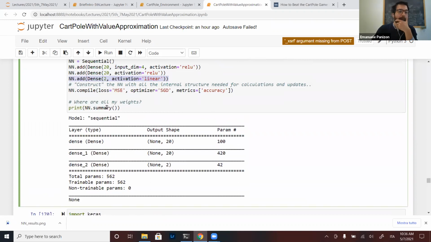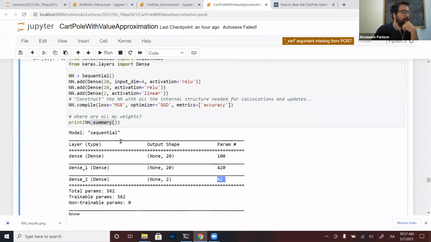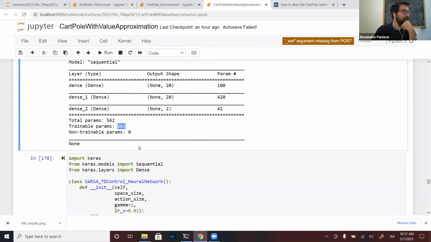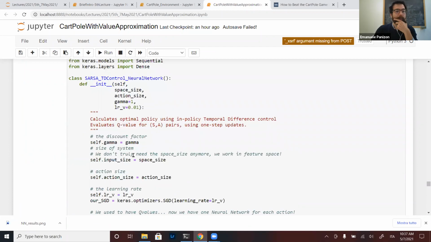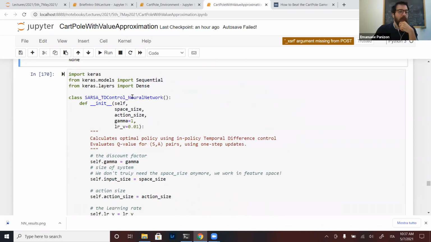And okay, so I created this simple neural network to show that there is this simple summary function, which shows that we have created a model in a sequential way. We have this description. It says I'm starting with a dense layer. I have 100 parameters only to get to the first layer. I have 420 parameters from the first layer to the second. I have another 42 in the final. So a very simple neural network already has 562 trainable parameters. Okay, this is essentially what I'm going to do.